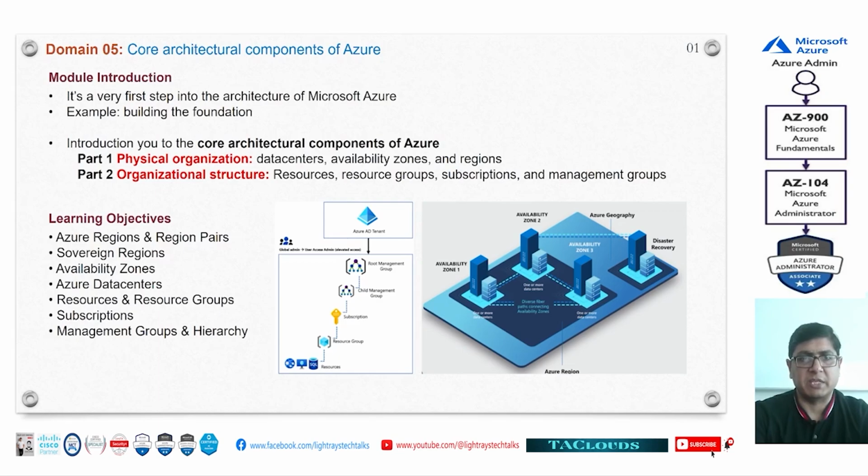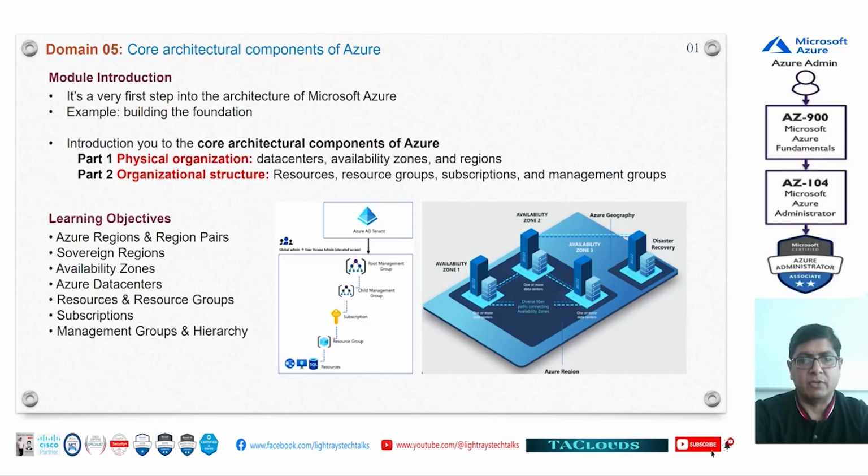If you have this picture in your mind, you can say that if the whole region goes down, then the region pair will come up. But if inside the region one building goes down, the availability will still be available inside the second. Understanding the physical architecture of this building, we will then move toward the logical architecture.